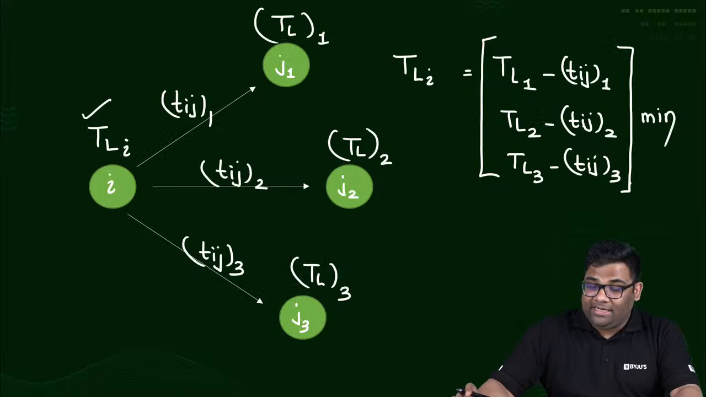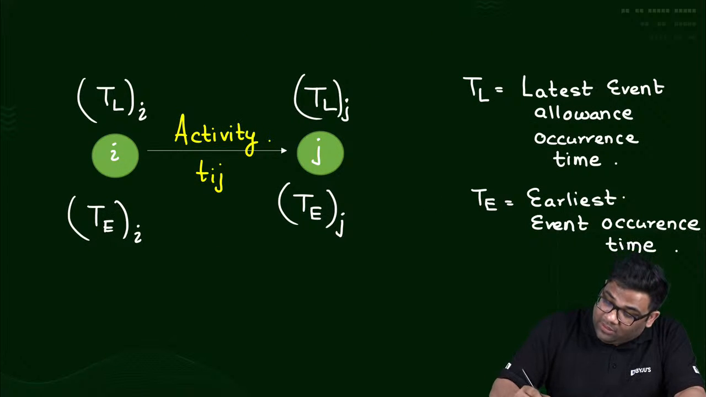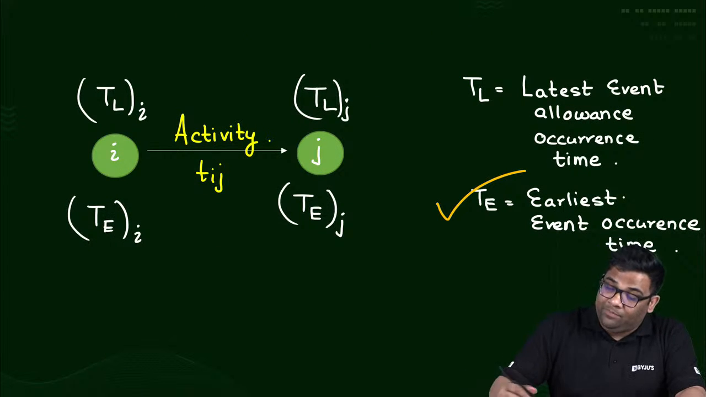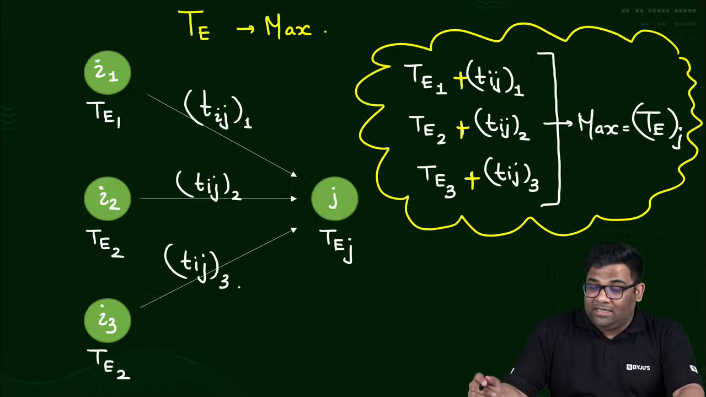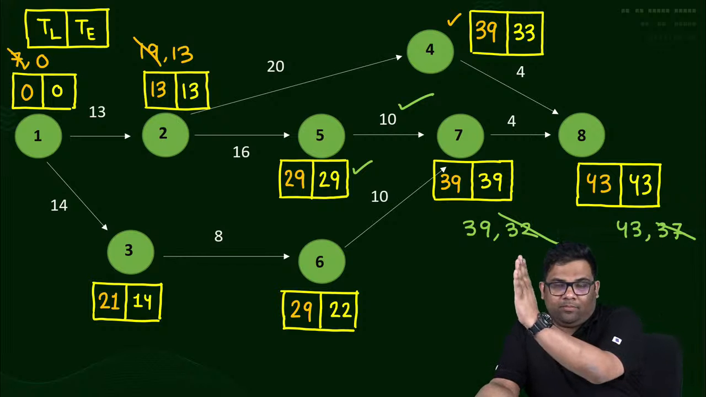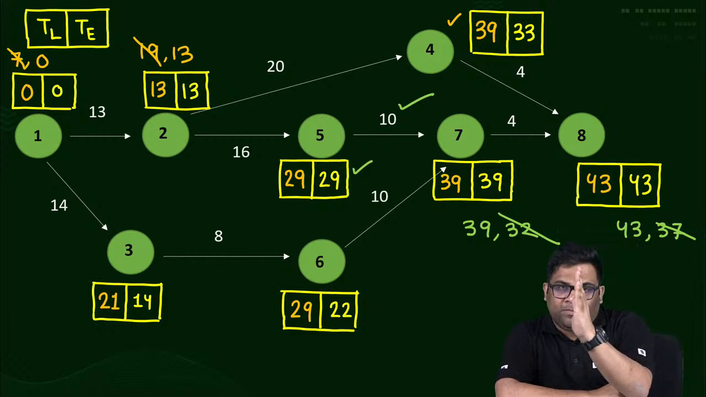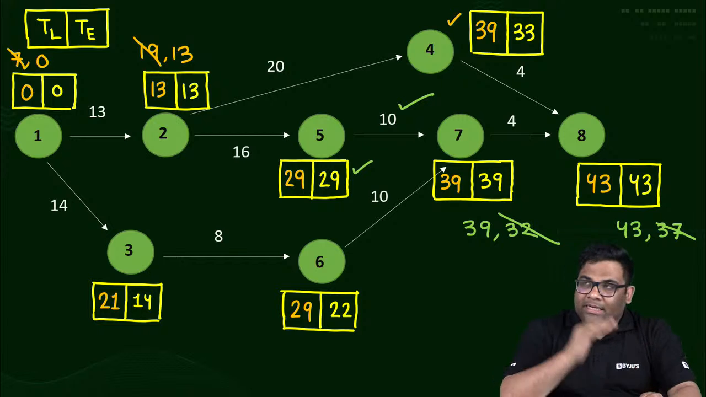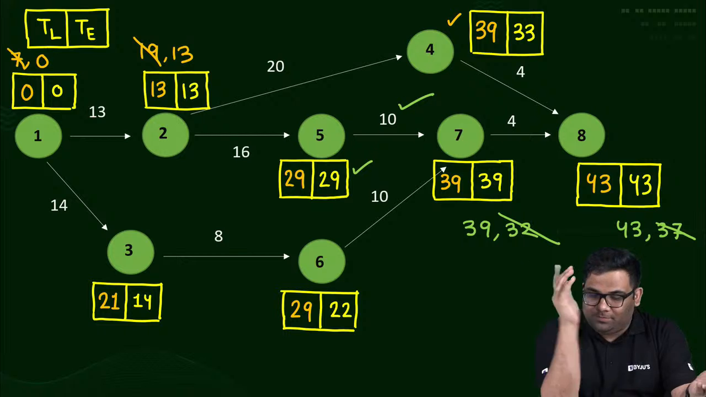TE and TL are different things. This is your earliest event occurrence time and this is your latest event occurrence time. You can easily find them if a network is given like this. TE go forward, TL go backward. For TE, whenever there are two options, choose the maximum one. For TL, whenever there are two possibilities, take the minimum one. Game over.